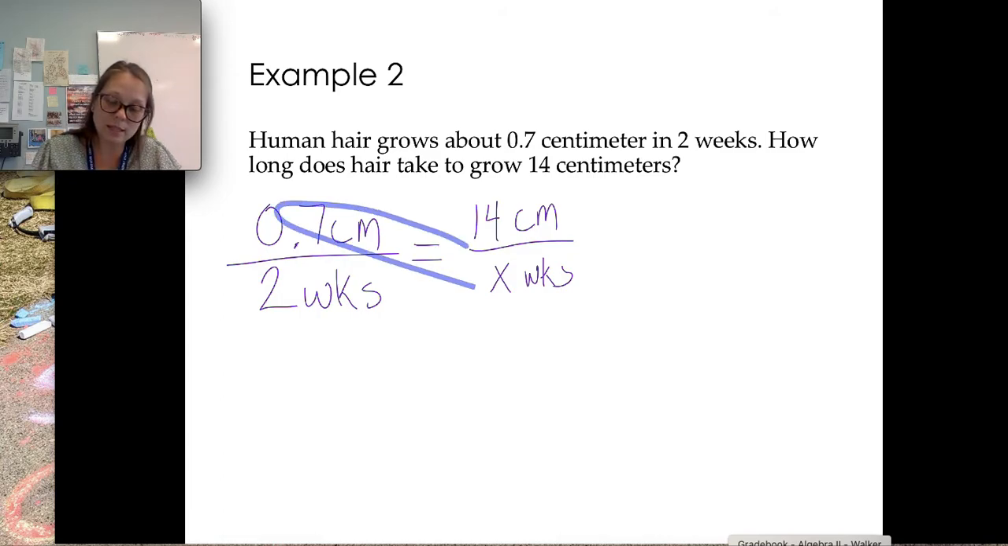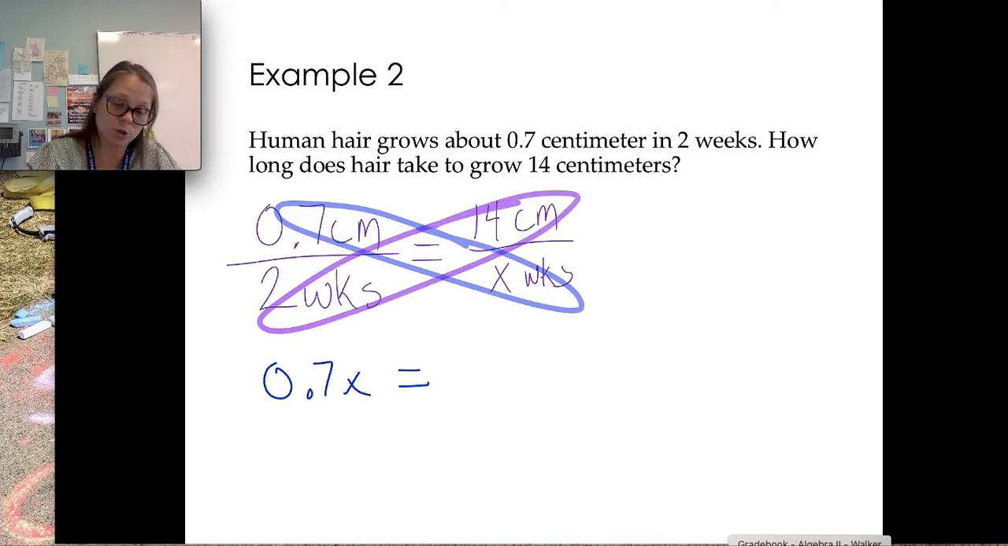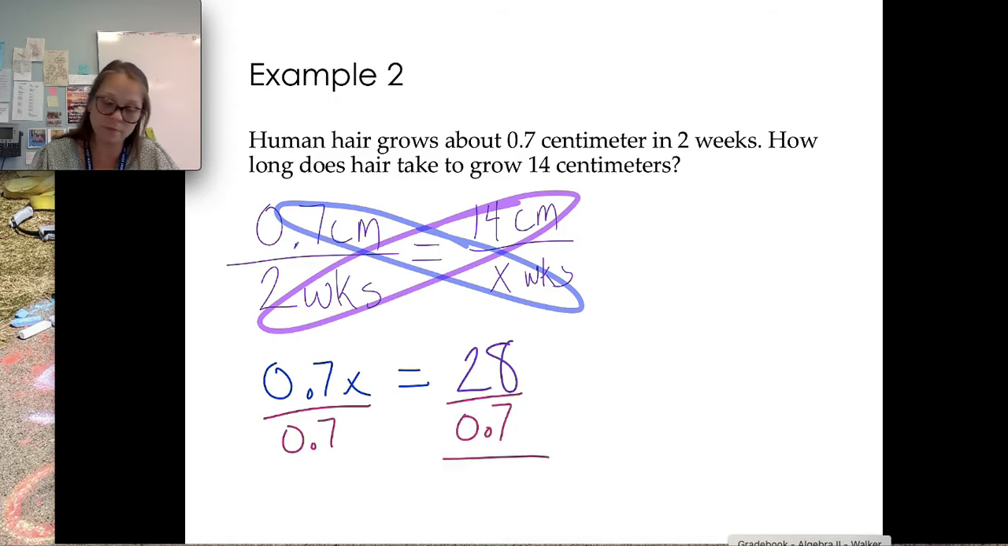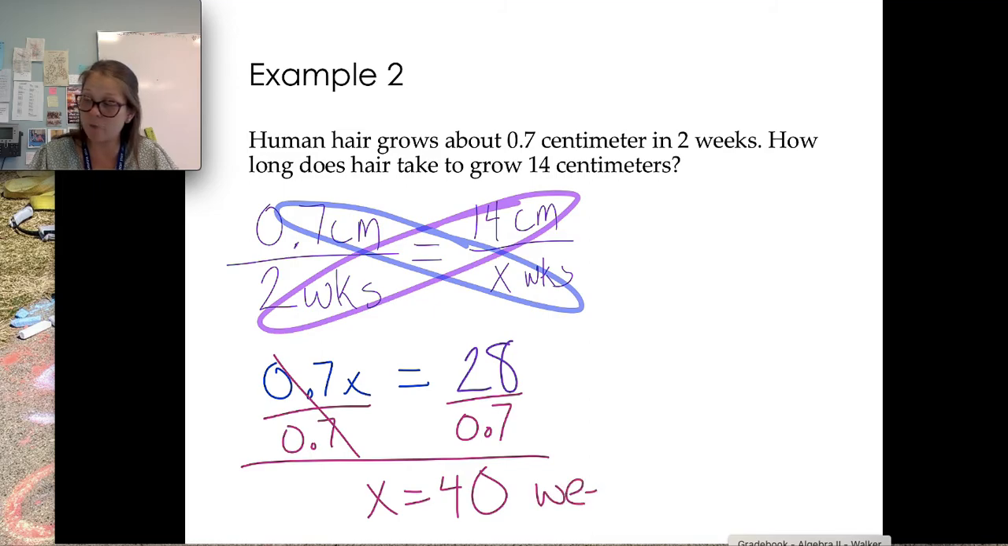So we can utilize this concept of cross multiplication, and I can multiply across 0.7 times x and get 0.7x. Then I can multiply across the other direction and do 2 times 14, giving me 28. So I've cross multiplied, and now to officially solve for x, I need to divide by the number in front of it. So divide by 0.7, and I get x equal to 40. So it's going to take 40 weeks to grow 14 centimeters of hair.